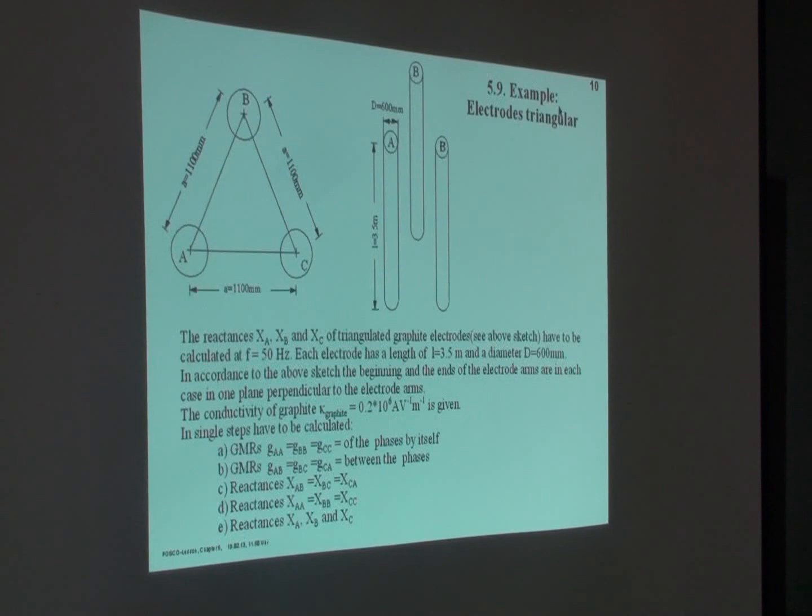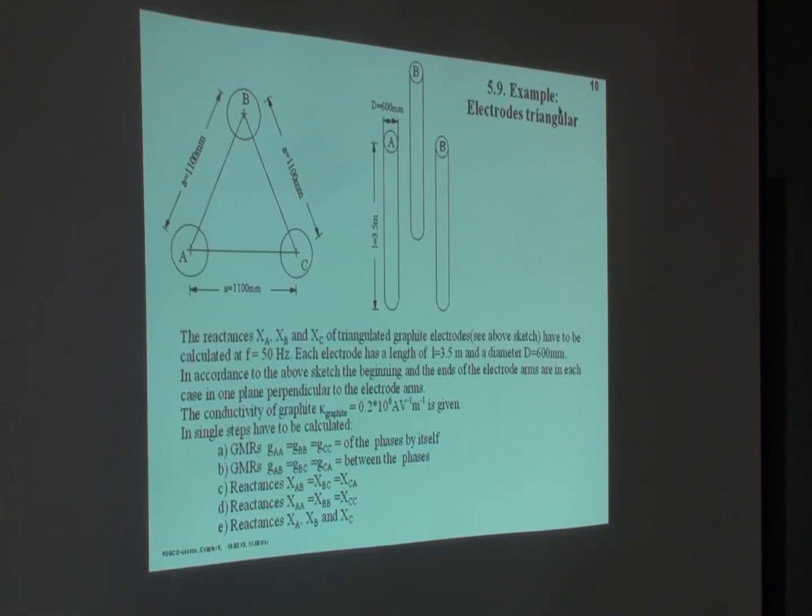First, we have to calculate the GMR. Can you say how GAB is, GBC, CA? It is 1.1 meters. Well, that was easy.